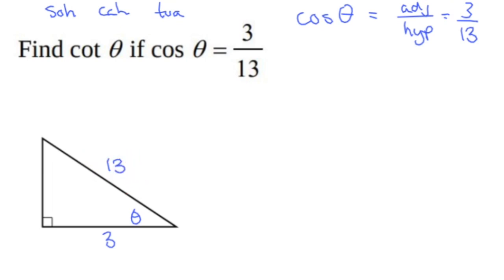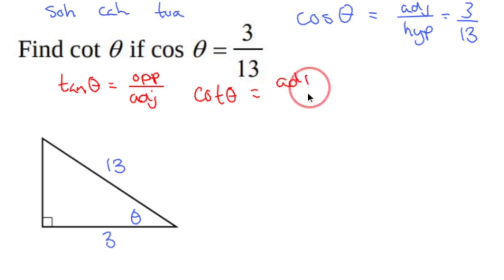Bada bing. Now, according to this, tangent of theta is going to be my opposite over my adjacent side. And you might be thinking, well, why are you talking about tangent? We need cotangent. Well, because then cotangent of theta is going to equal the reciprocal, the adjacent side over the opposite side. So according to my theta, the adjacent side is 3. My opposite side isn't there.